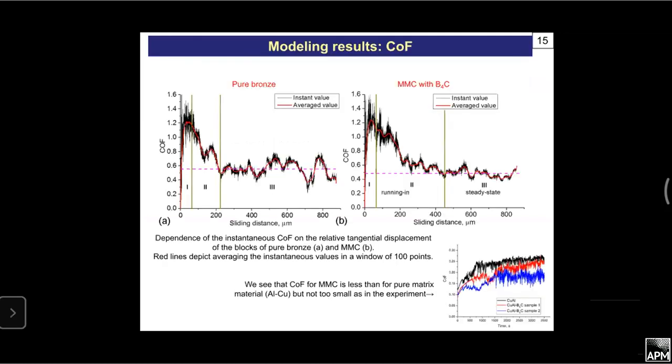And then we turn to the results of numerical simulation. Here we obtained the coefficient of friction dynamics for two types of samples. We see that the coefficient of friction for the metal matrix composite is less than for pure bronze, but not as small as in the experiment.